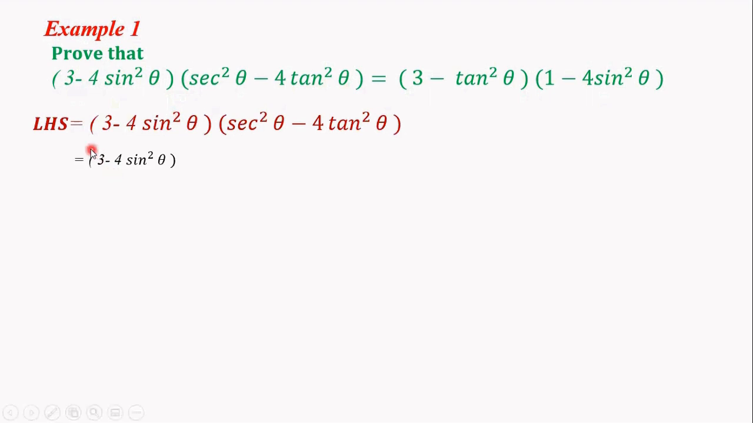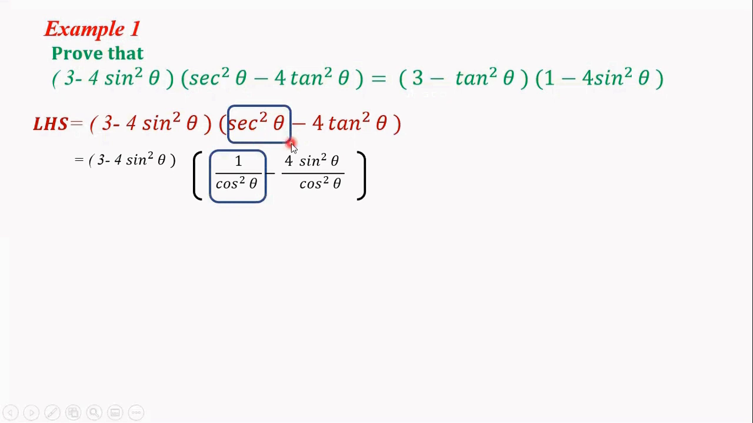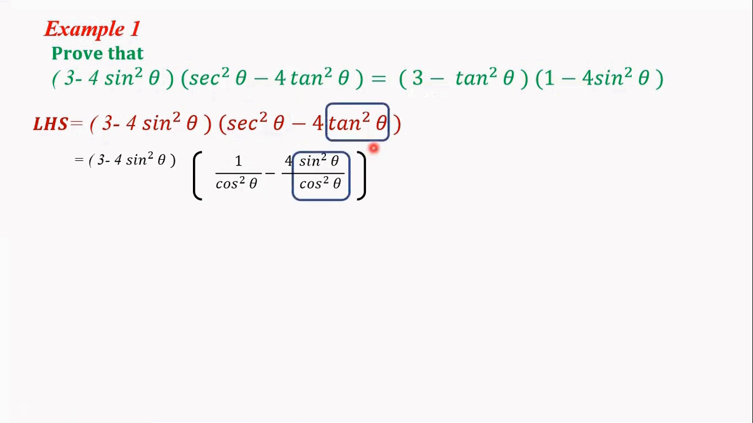Now, the first bracket is copied as it is, and in the second bracket, both the ratios are expressed in terms of sine and cos. So, sec square theta is replaced by 1 by cos square theta, and tan square theta is replaced by sine square theta divided by cos square theta, because tan square theta equals sine square theta by cos square theta.